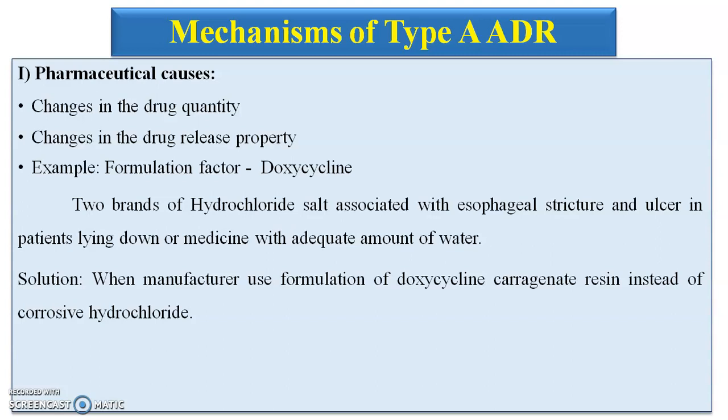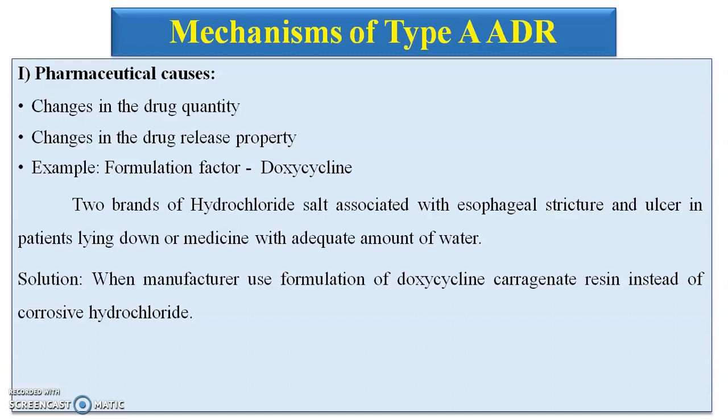Understanding the mechanism of type A ADR, there are three major causes for every adverse drug reaction. Those are called pharmaceutical causes, pharmacokinetic causes, and pharmacodynamic causes. First, pharmaceutical causes are a change in the drug quantity, or any change in the property of drug release in the body leads to pharmaceutical causes.